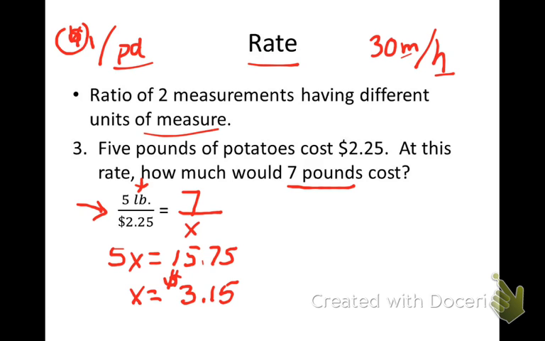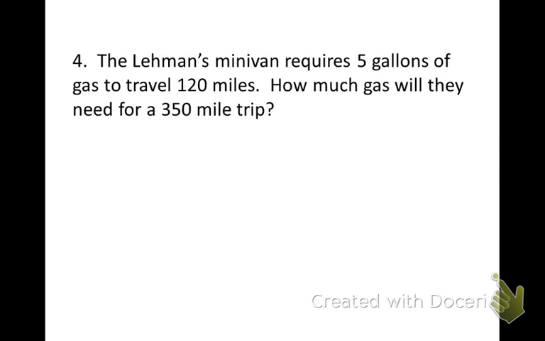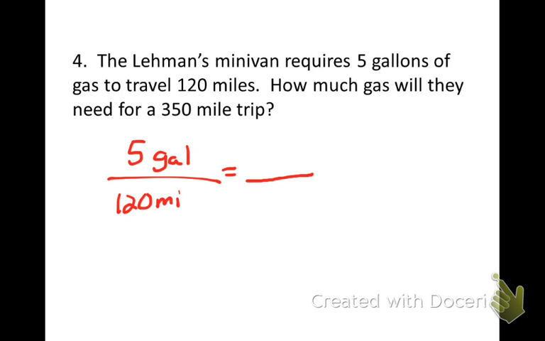All right, we got one more to look at. Layman's minivan requires 5 gallons of gas to travel 120 miles. So you can write that as a ratio: 5 gallons, again, put some sort of abbreviation label on it so they'll help you, 120 miles. These labels are more for you. So if you want to just put G and M, you can. Just make sure when you do the final answer that you label it correctly. How much will they need for a 350-mile trip? Well, I have miles on the bottom, so 350 miles would go here. Again, you could have switched the first one around, put 120 on top. It doesn't matter. X would go here.